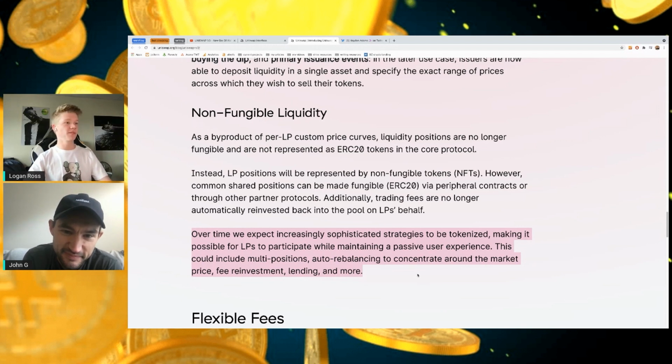So tokenizing trading strategies, tokenizing liquidity providing strategies is like taking off right here, right now. It's blowing my mind. Yeah, this is actually really cool.